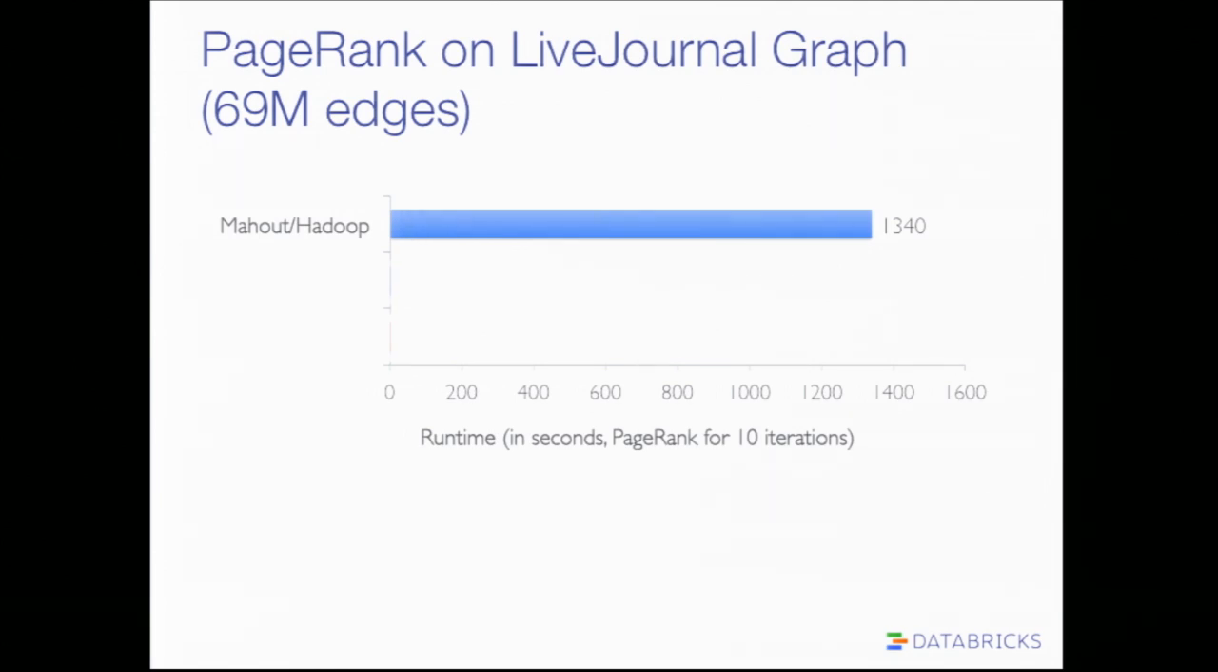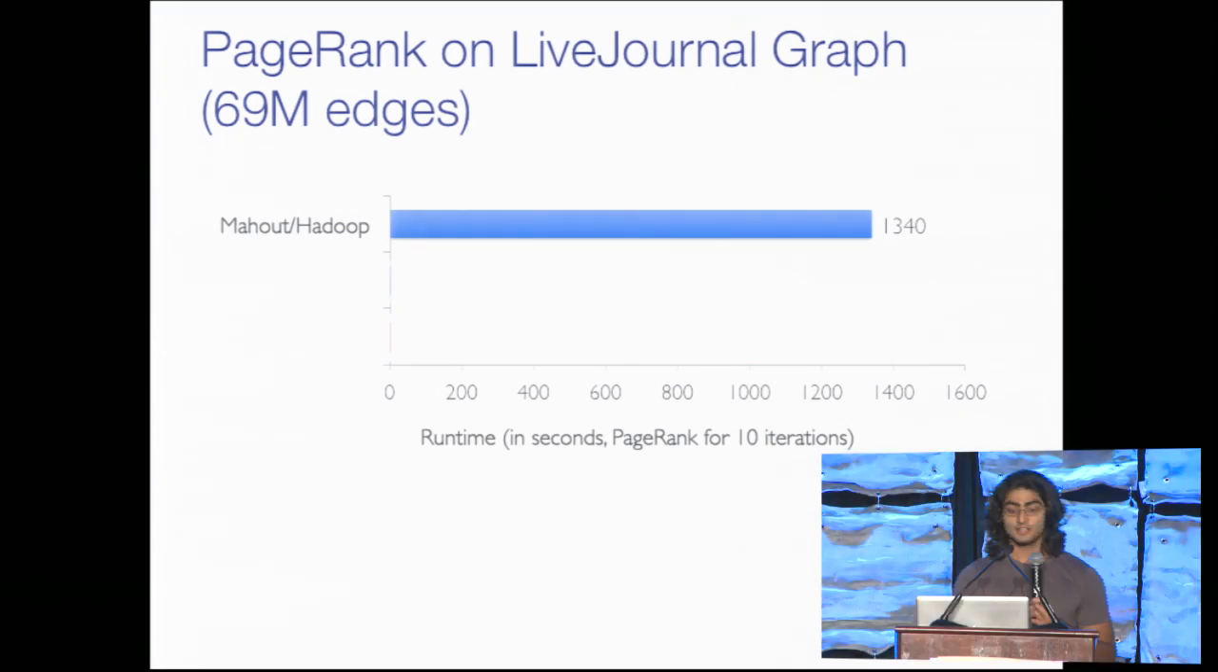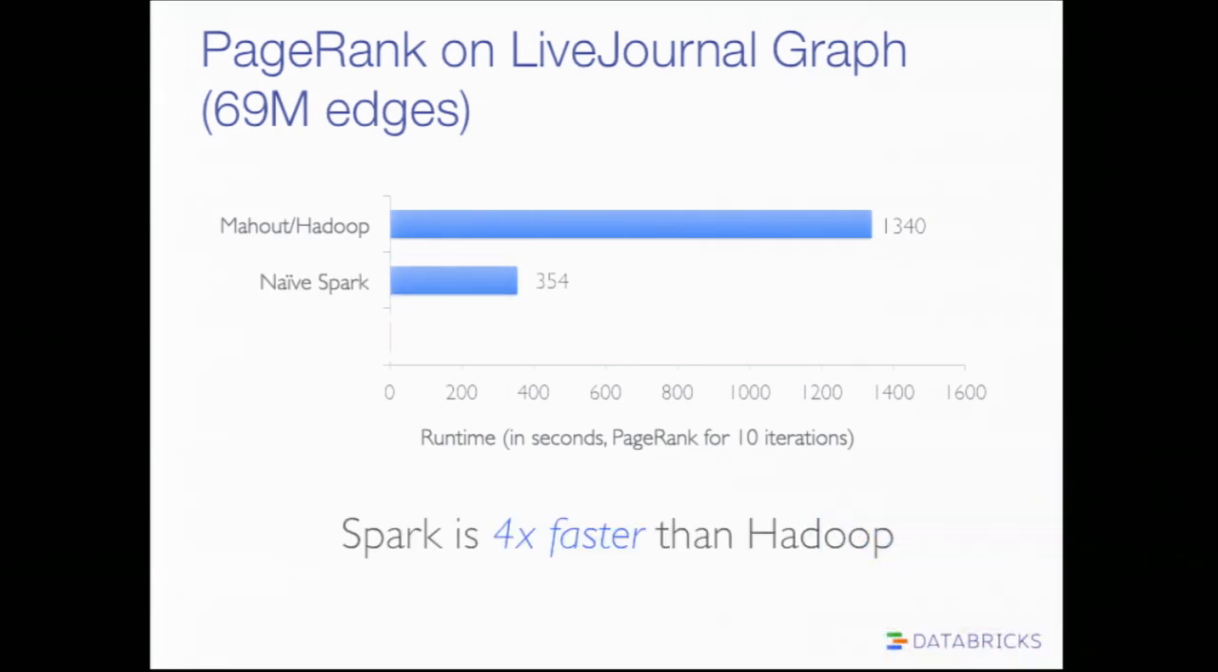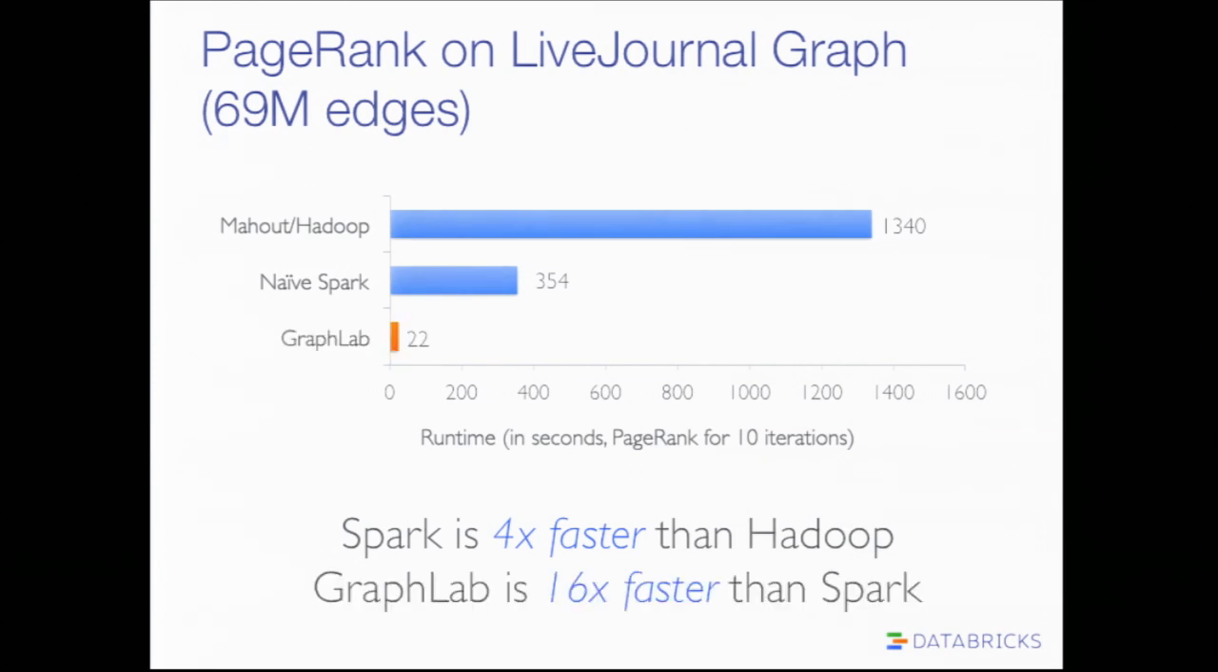So for example, here's a performance example where MapReduce takes about 1,300 seconds to run PageRank on a medium-sized graph, and Spark, which is another general system, is 4x faster, but a specialized graph system is 16x faster than even that. So this is why specialized graph systems have so far been attractive.